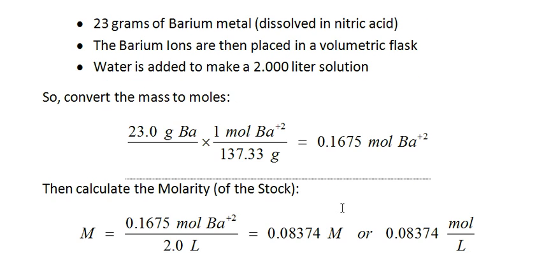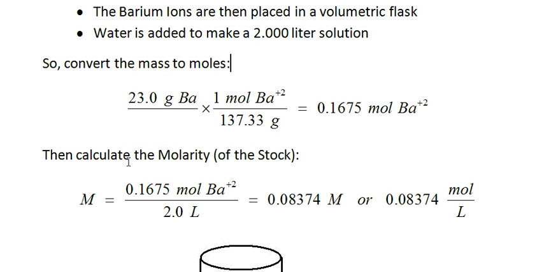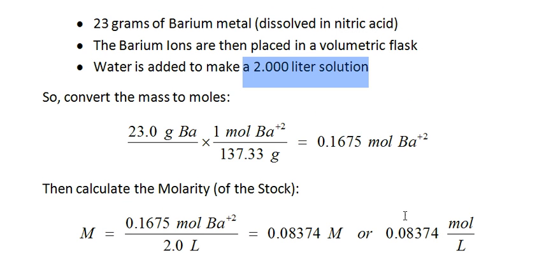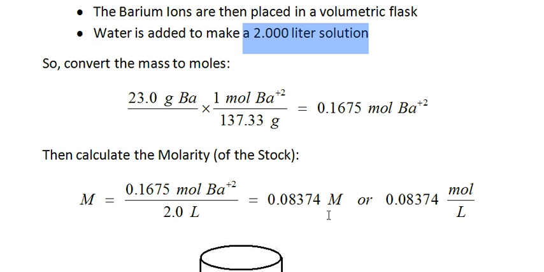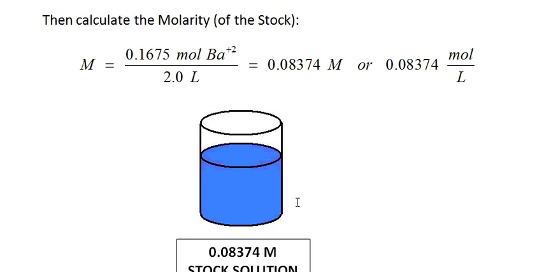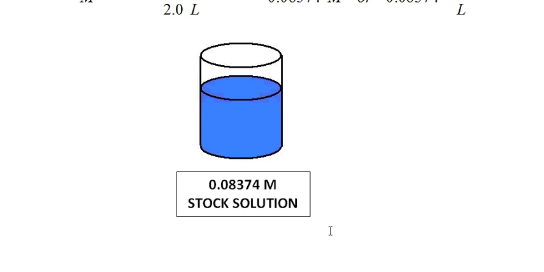Once we know the number of moles, we can determine the concentration or the molarity of this stock. So it said that we want to make a 2-liter solution, so we're going to take our number of moles and divide it by the total volume, and in this case we get a 0.08374 molar solution, or moles per liter. So we finished the first part of the question and we have our stock solution. So we have a 0.08374 molar stock solution.